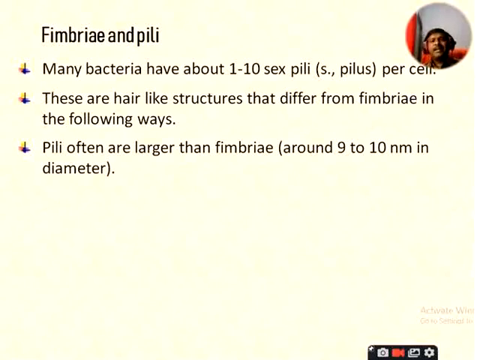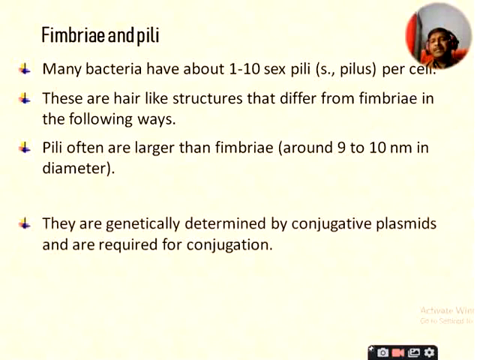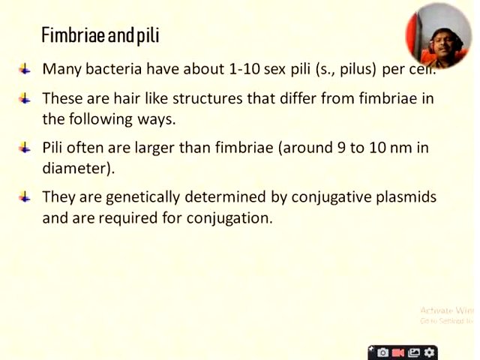Okay, now pili often are larger than the Fimbriae and are around 9 to 10 nanometer in diameter. We already saw that Fimbriae are 3 to 10 nanometer in diameter, but here pili are 9 to 10 nanometer in width. Okay, they are genetically determined by conjugative plasmids and are required for conjugation.